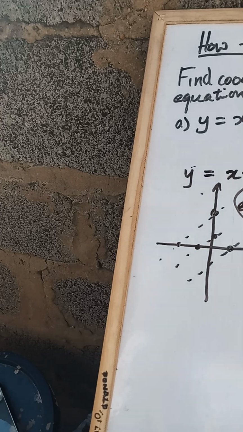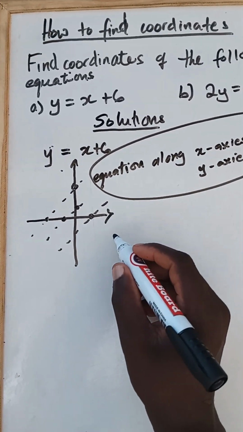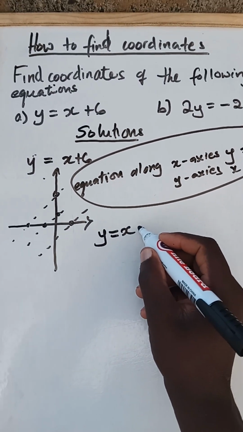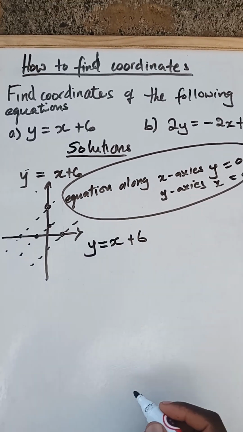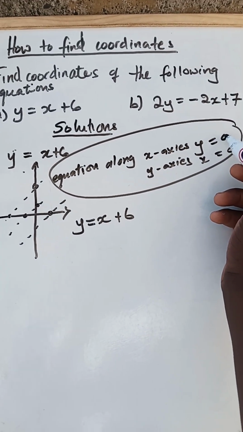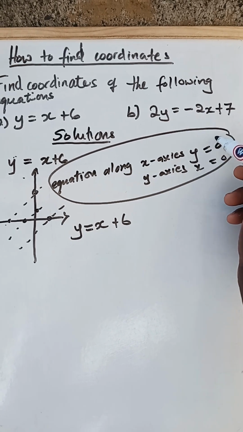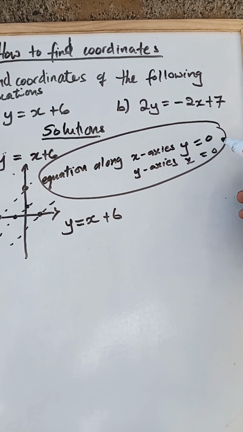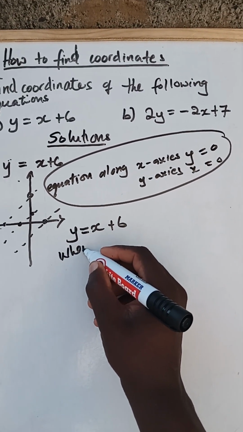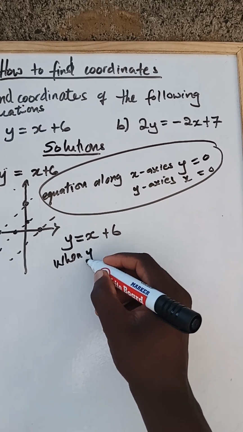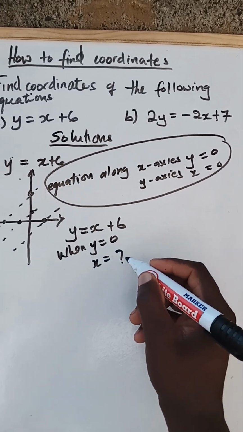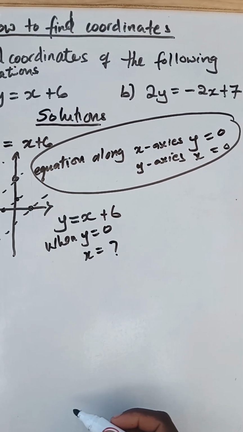Right, now let's do this. y is equal to x plus 6. So for us to deal with this, let us assume that the graph cuts the x-axis. So any point along the x-axis, y is equal to 0. So let us assume y is 0. So what will be the value of x? When y is equal to 0, what is the value of x?